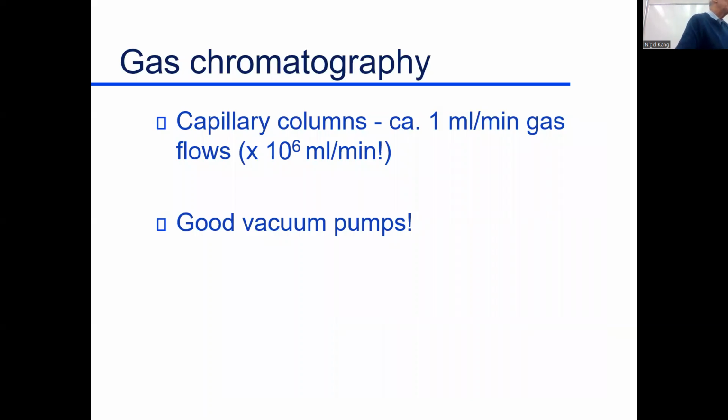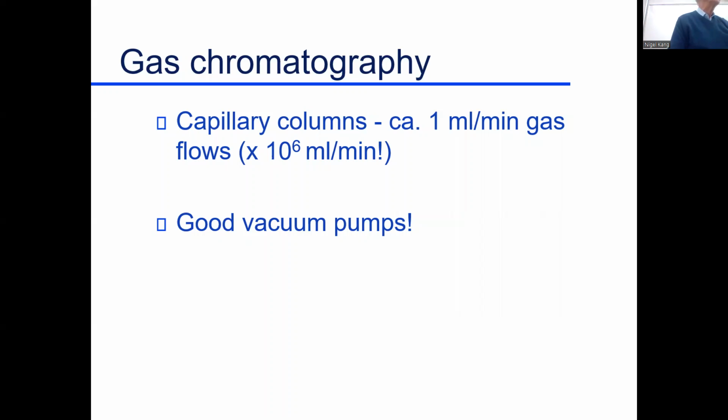When you think about this, a capillary column flow rate is about 1 milliliter per minute of gas. So we're getting about 1 mil per minute coming out of the capillary column going into the mass spectrometer. Our mass spectrometer works under very high vacuum. That 1 mil per minute of gas coming out of the GC is equal to 10^6 mils per minute once it's expanded in the vacuum. So if we're only putting 1 mil into the mass spectrometer per minute, it has to pump out 10^6 milliliters of gas. And so that means that we have to have good vacuum pumps in our mass spectrometer.